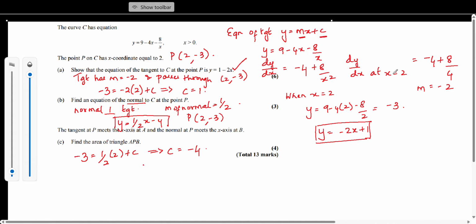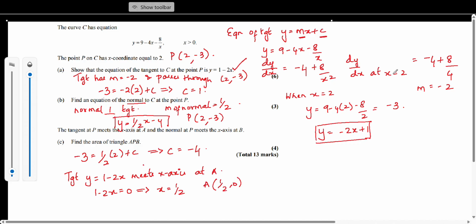The final part, we are asked to find the area of triangle APB. P we already know. We have to find A and B from the information given. Tangent meets the x-axis at A. So tangent y = 1 - 2x meets the x-axis at A. So we know that on the x-axis the y coordinate has to be 0. In doing so, we get x is half. So A's coordinates are (1/2, 0).